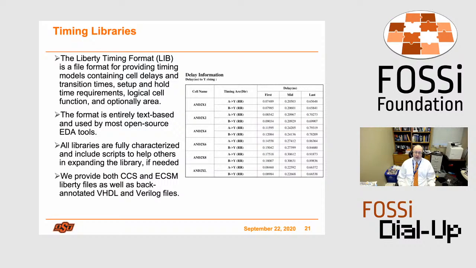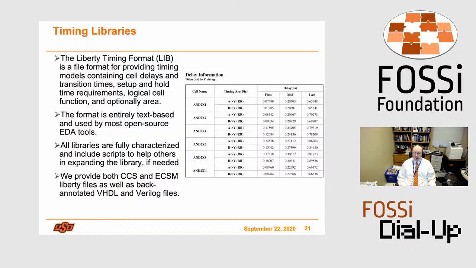Also, in addition to the LEF files, we also provide lib files, which are originally from the Liberty engine, sometimes called the Liberty timing format. It's a file format used for timing models contained in cell delays. It holds transition times, setup, hold, has logical cell functions, it has area, it also has power information. So we provide all that within the characterization of our cell sets. All the scripts are provided that give those values out. And it's entirely text-based. And again, it's also used, similar to LEF, by all EDA tools.